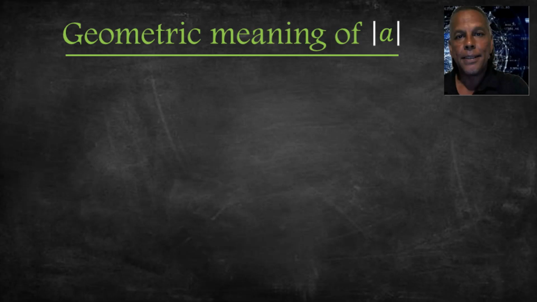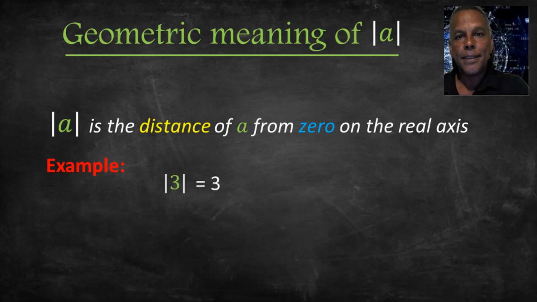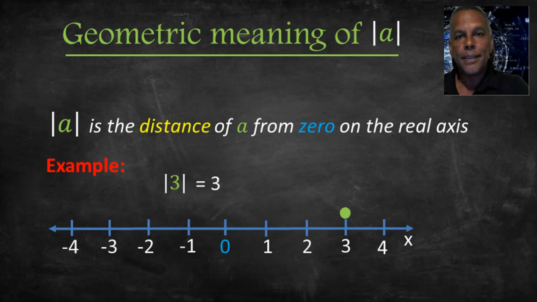Let's look at the geometric meaning of the mod of A. The mod of a number A is the distance of A from 0 on the real axis. Let's take one or two examples. The mod of 3 equals 3, since the number 3 is 3 units away from 0 on the real axis. The mod of the number negative 3 is also equal to 3, since the number negative 3 is also 3 units away from 0 on the real axis. Then the mod of 0 equals 0, because the number 0 is 0 units away from itself on the real axis.